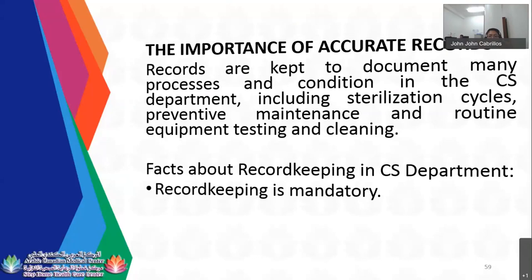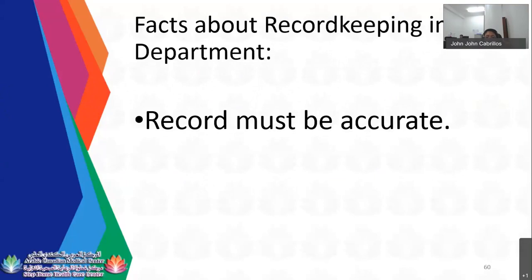The next is accurate. The record must be accurate. So information must be documented as it is, even if the information indicates the process has failed. You need to document it, even if it is failed, because you need to check whatever you can do. For example, your biological indicator failed. It turns to yellow. Your process biological indicator turns to yellow. You need to document it. And you need to do some action or action plan, what you need to do.